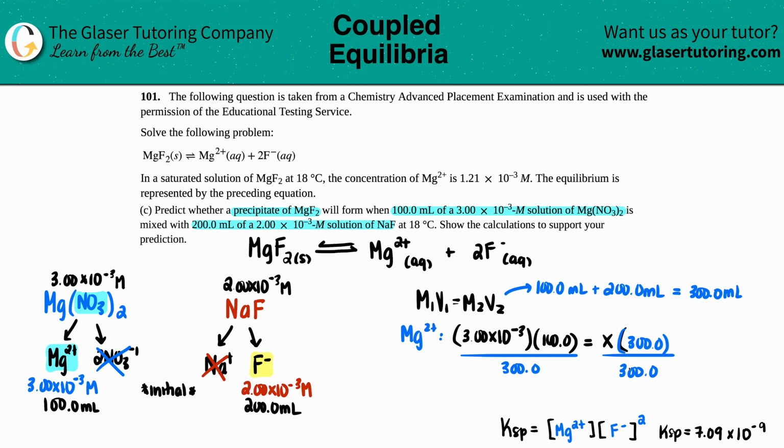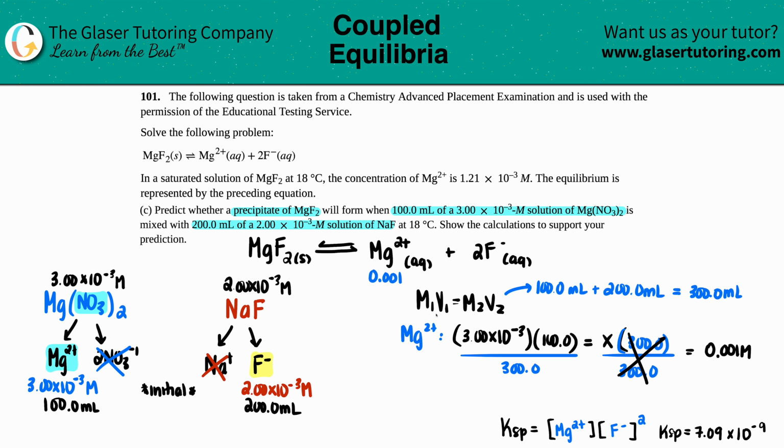So let's see. This cancels. 3 times 10 to the negative third times 100 divided by 300. I get an Mg concentration of 0.001 molarity. So I'll put that where the Mg2+ is. 0.001.